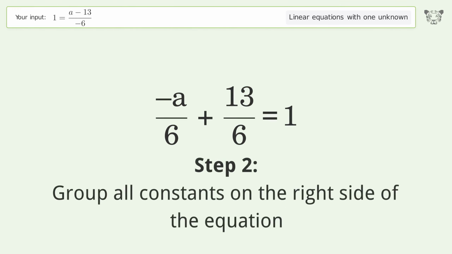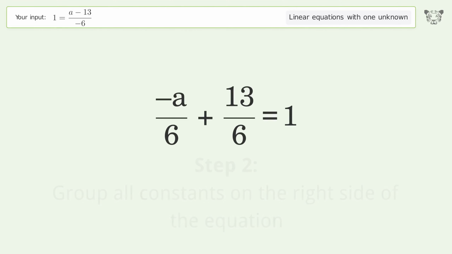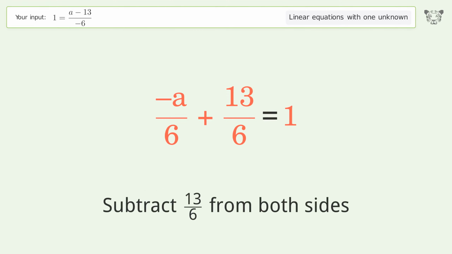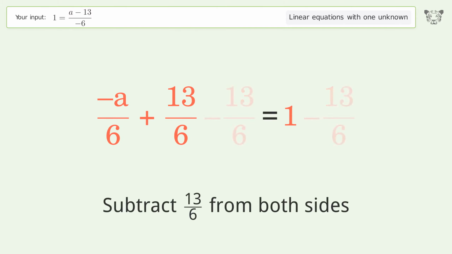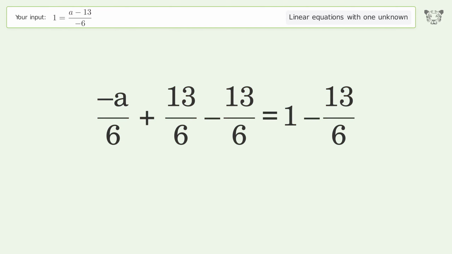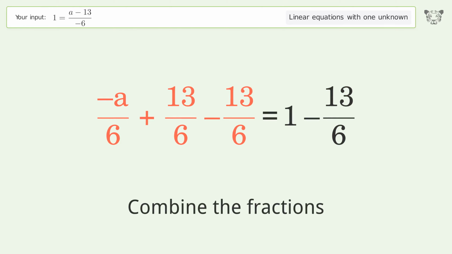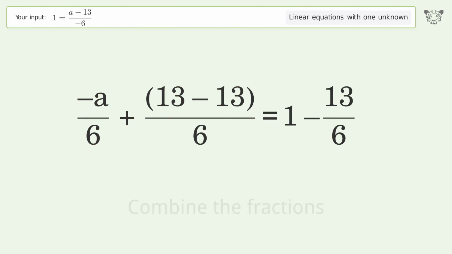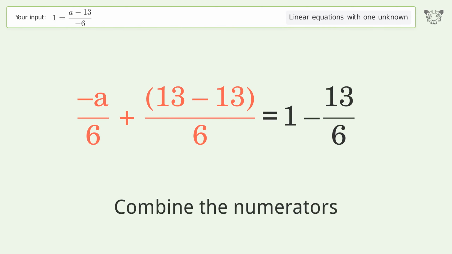Group all constants on the right side of the equation. Subtract 13 over 6 from both sides. Combine the fractions. Combine the numerators.